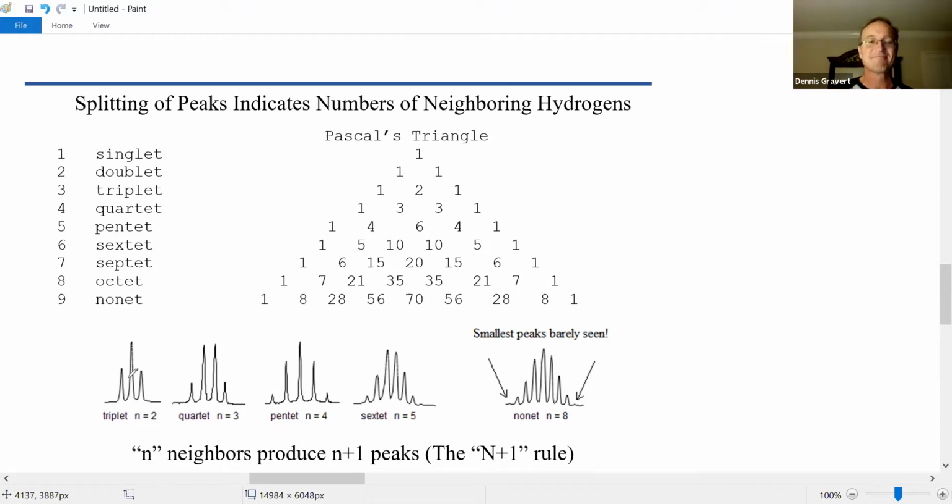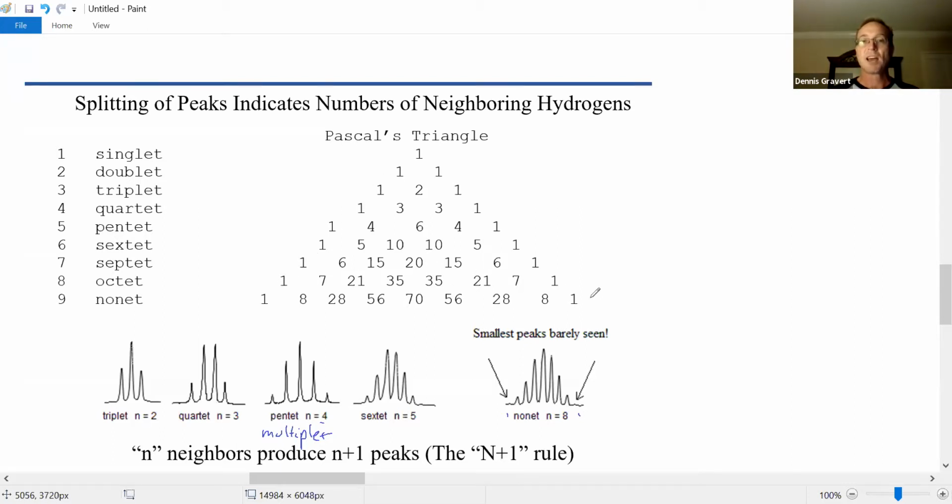Here's a triplet. That's when there's 2 neighbors. Here's a quartet. That's when there's 3 neighbors. If you have 4 neighbors, n equals 4, then it's split into a pentet. Again, we're just going to call it a multiplet on the exam. Sextet, that's when there's 5 neighbors and 6 peaks. And you got septet, octet, nonet. Yeah, keep on going if you like. But here's the problem. If you have so many neighbors, those edge peaks are going to be really hard to see. And they're going to be untrustworthy.